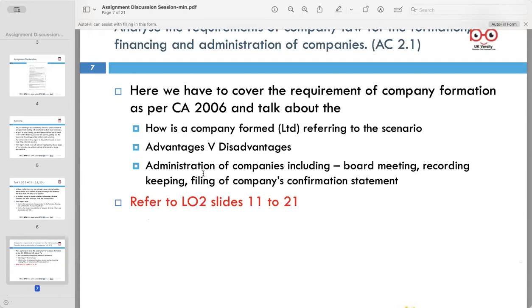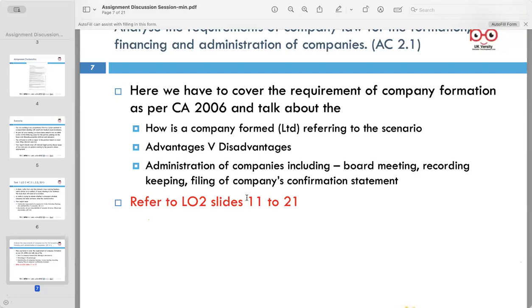Board meetings: explain the significance of board meetings in company administration, outline how they are conducted, who participates, and the decisions that can be made during these meetings. Record keeping: emphasize the importance of maintaining accurate and up-to-date records for the company. Discuss what types of records should be kept, including financial records, meeting minutes, and other relevant documentation.